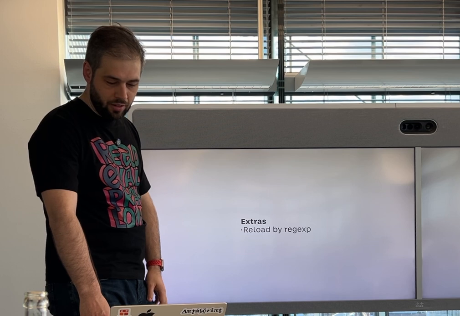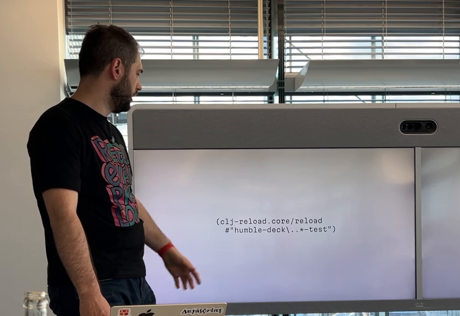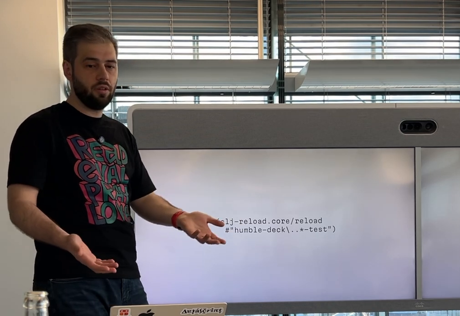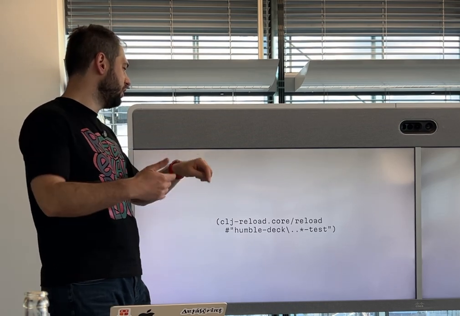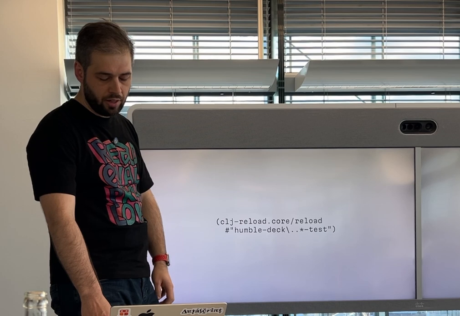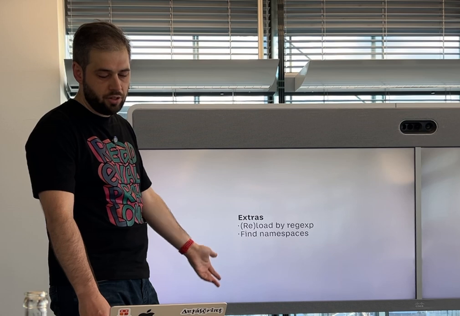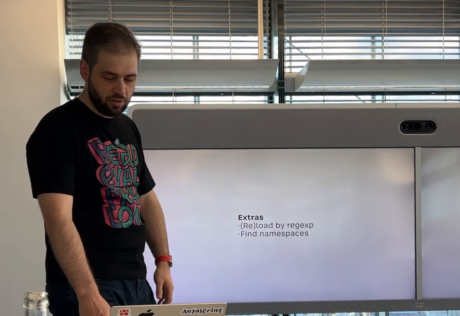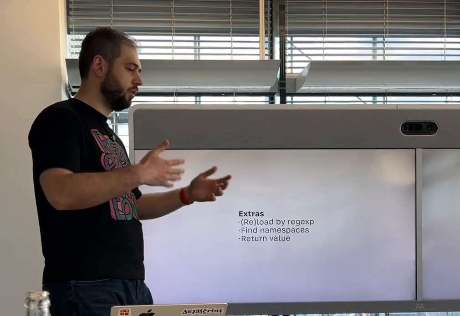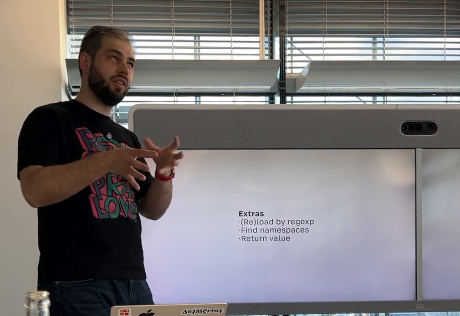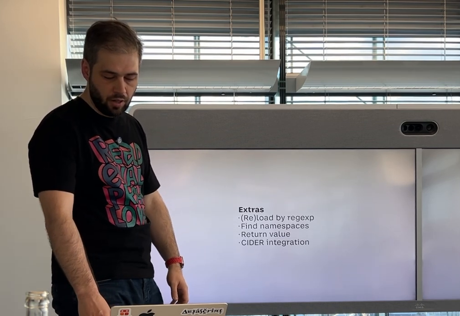And real quick, these are the final steps. We can reload by regexp. So basically, if you need to find all tests in your test folders, you can do that. And this will look for changes and for namespaces that are not yet loaded. So you can load tests for the first time, for example. You can find namespaces because we're already doing this, so there's a function for you to use. The return value informs you what was loaded and what was not loaded. So theoretically you can build something on top of Clj-reload if you need to do some funny stuff.